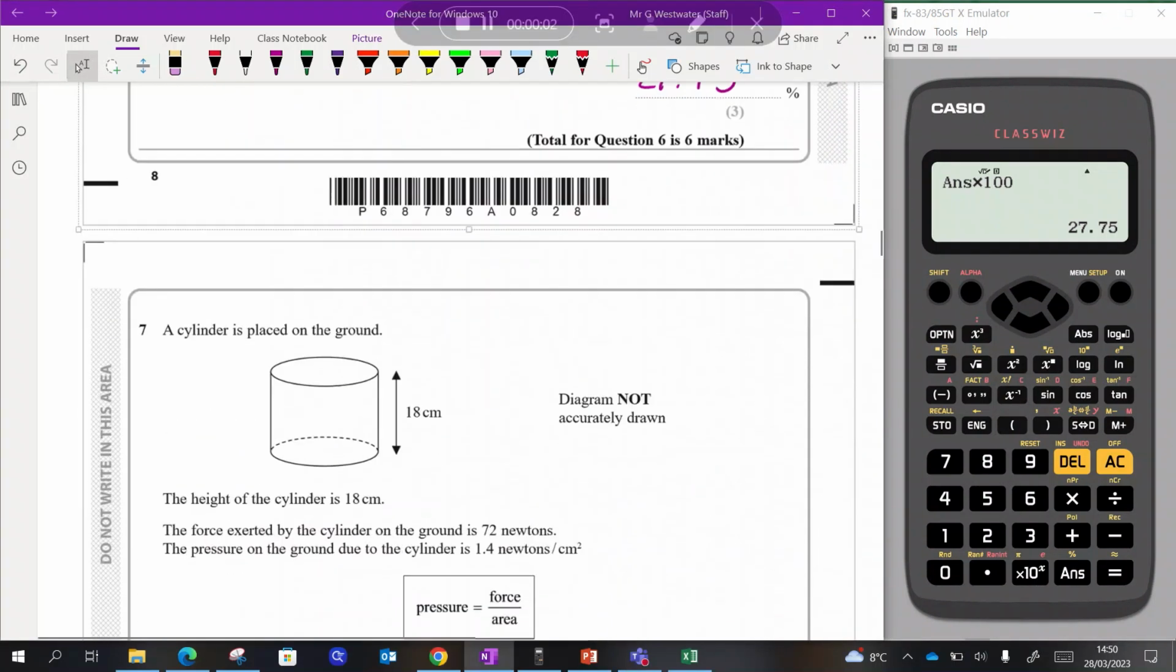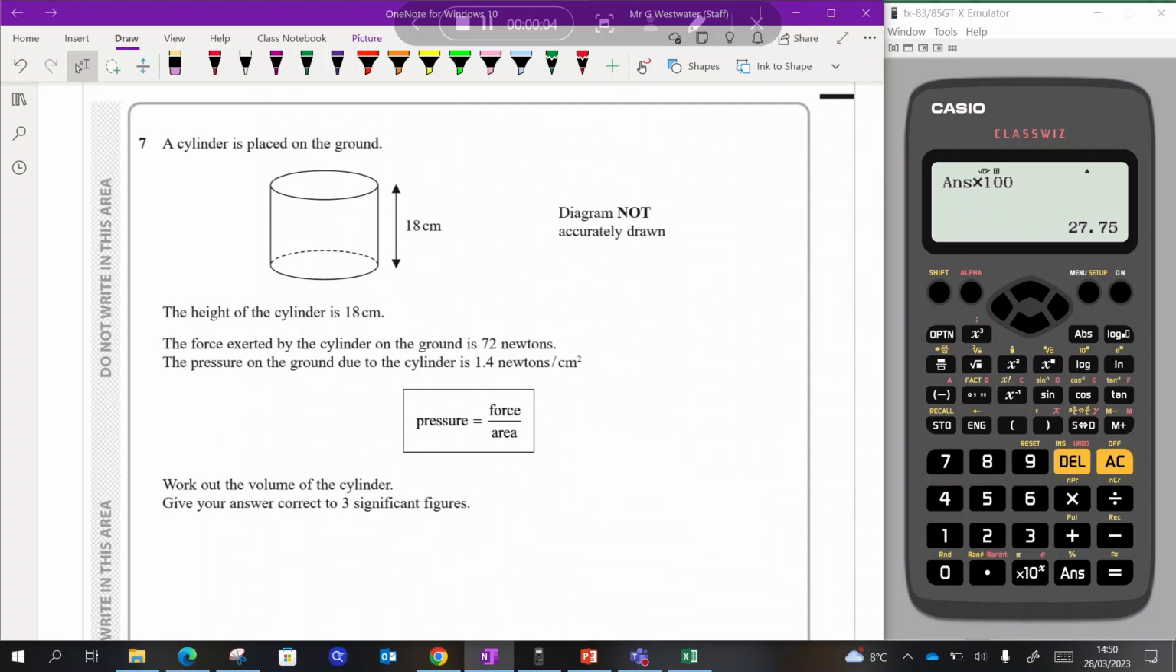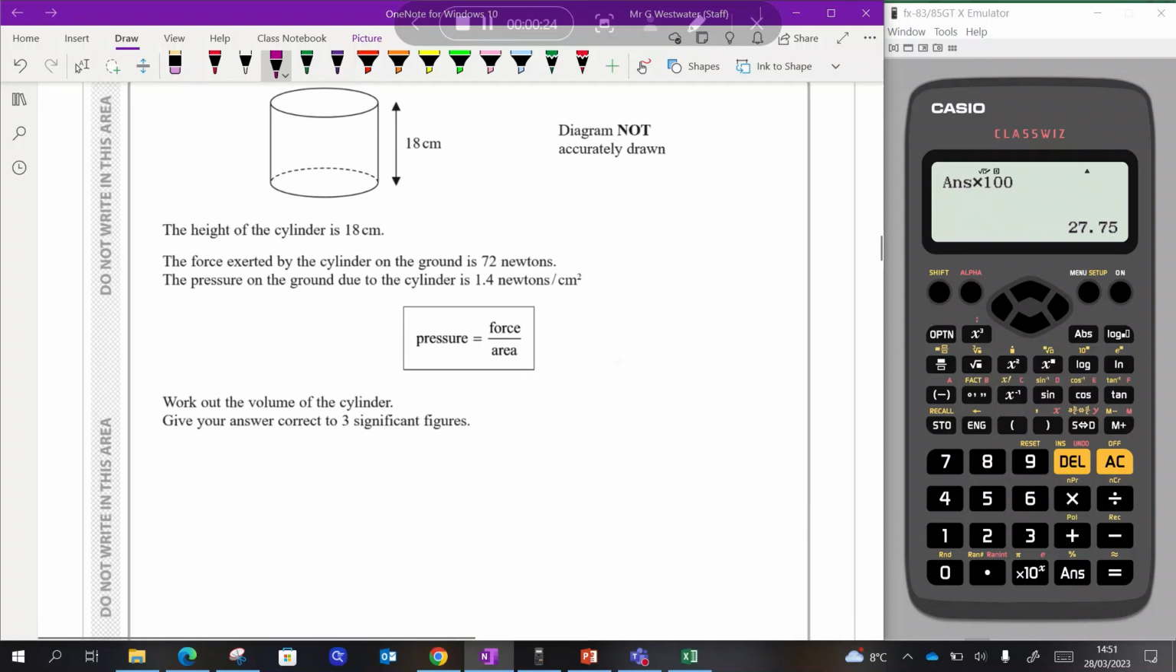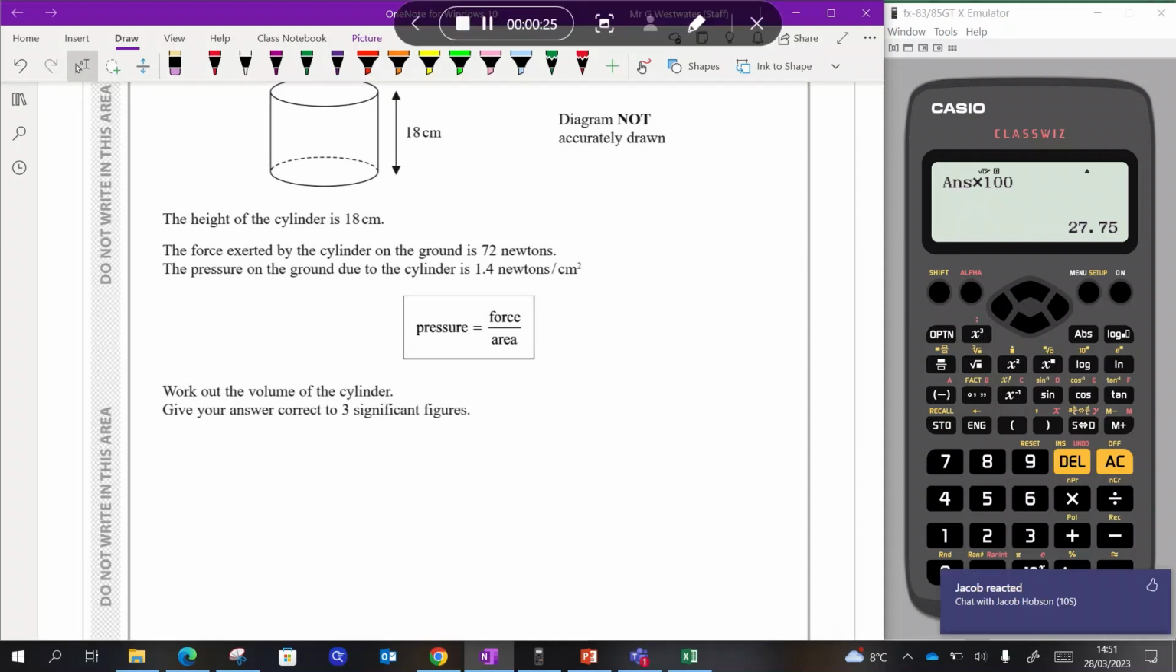Okay, on to question 7. A cylinder is placed on the ground. The height of the cylinder is 18 centimeters, and the force exerted by the cylinder on the ground is 72 newtons. The pressure on the ground due to the cylinder is 1.4 newtons per centimeter squared. So, work out the volume of the cylinder. Give your answer correct to 3 significant figures.